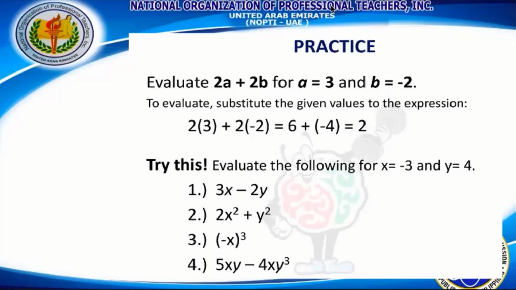Negative. Okay, 3 times negative 3 is negative 9. 2 times 4 is 8. So, negative 9, tama? Minus 8. Hindi negative 1. Ang answer is negative 17.